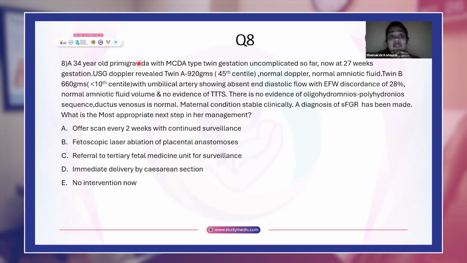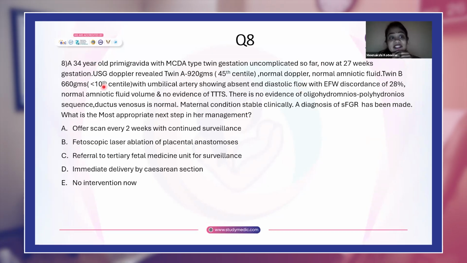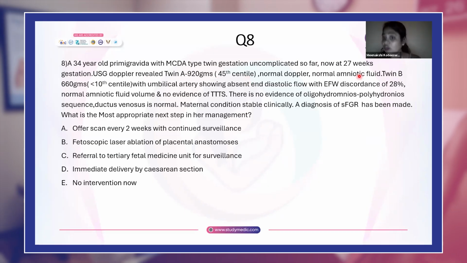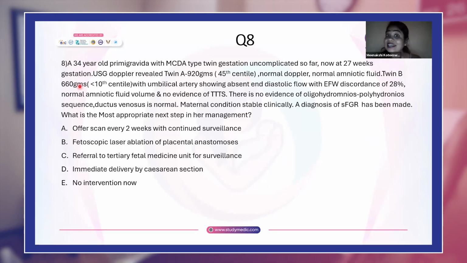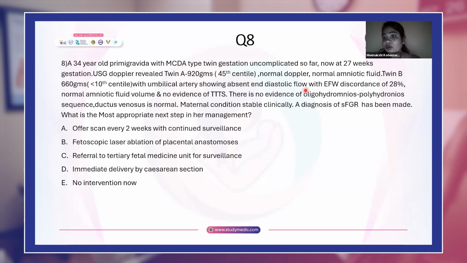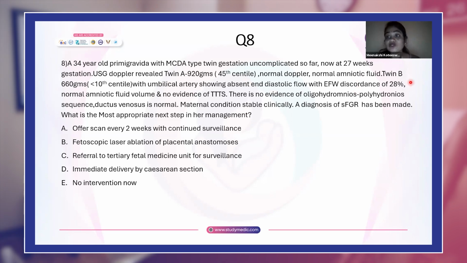A 34-year-old with MCDA type of twins, now at 27 weeks, and USG Doppler showing that the first twin is at 45th centile with normal Doppler and amniotic fluid. Second twin is less than 10th centile, with umbilical artery showing absent diastolic flow with estimated fetal weight discordance of 28%. So she is at 27 weeks.